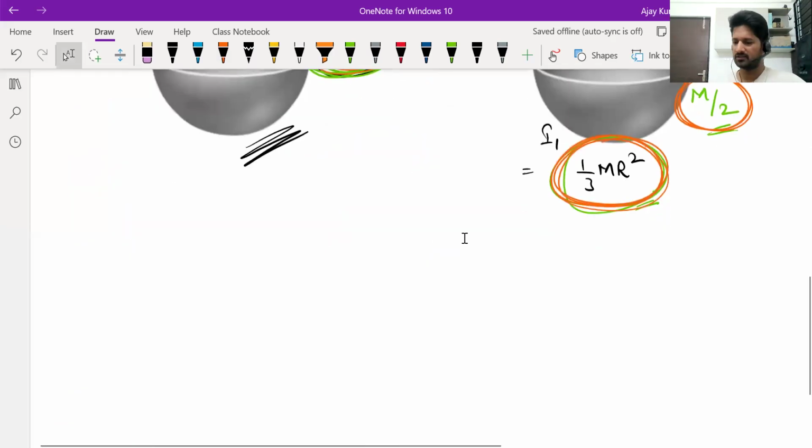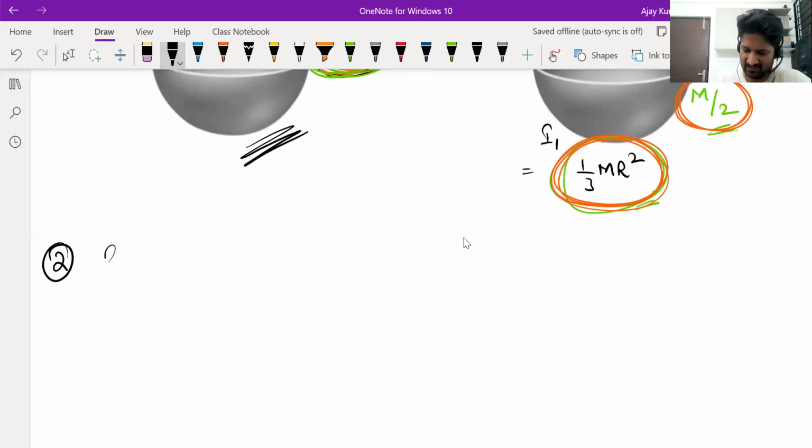Okay, let's solve some other similar questions. A semicircular disk.